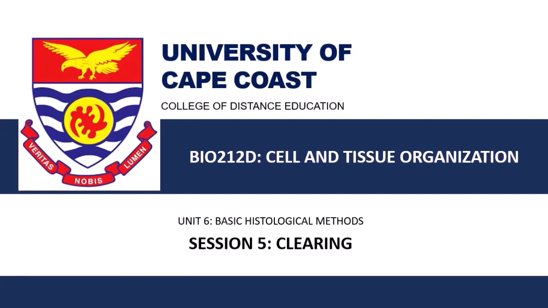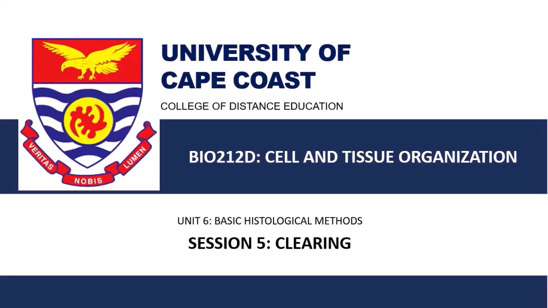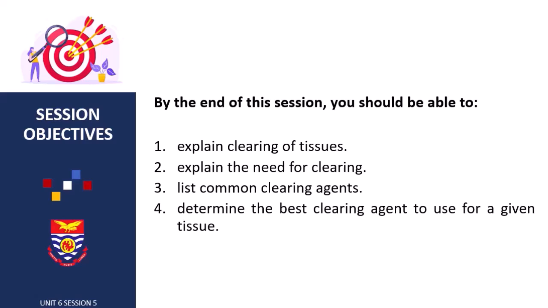Under Section 5 of Unit 6, we will be looking at clearing, which is another step in histological studies. So we will look at the importance of clearing and also some clearing agents and the factors that influence the selection of clearing agents. Hope you enjoy this session as well. By the end of this session, you should be able to explain clearing of tissues and also explain the need for clearing and list some clearing agents and determine the best clearing agent to use for a given tissue sample.